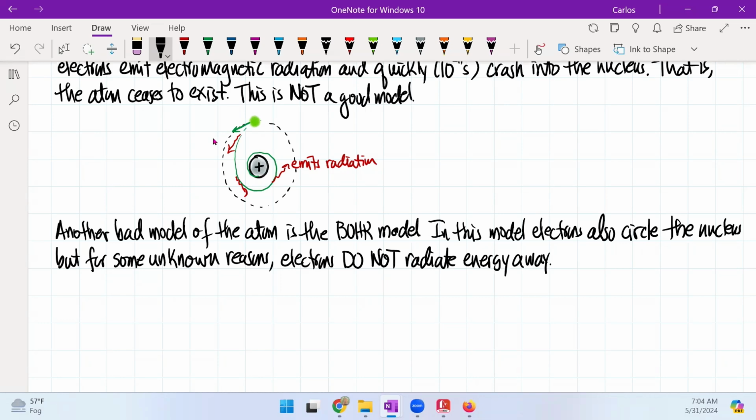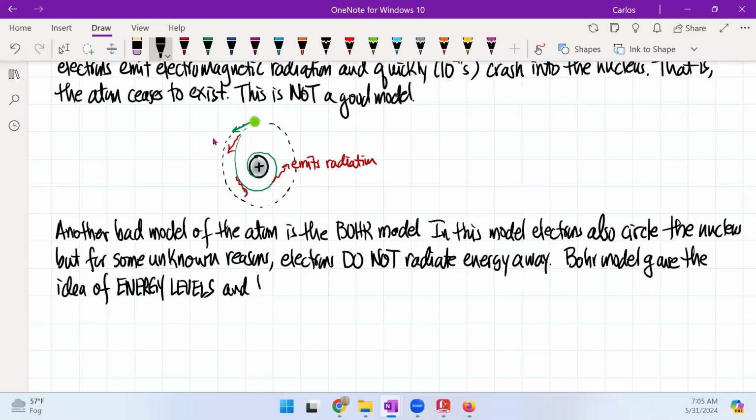But what's important about the Bohr model is that it gave the idea of energy levels. And this is the big thing here. These energy levels led to the idea of quantization of energies. So the Bohr model gave the idea of energy levels and had some success in describing the hydrogen atom spectrum.